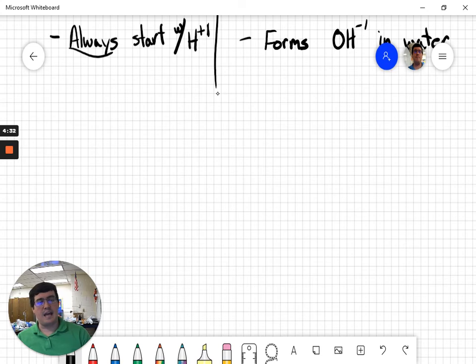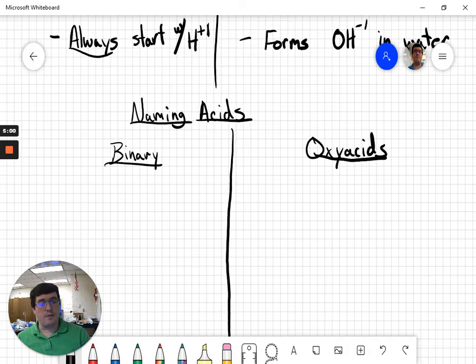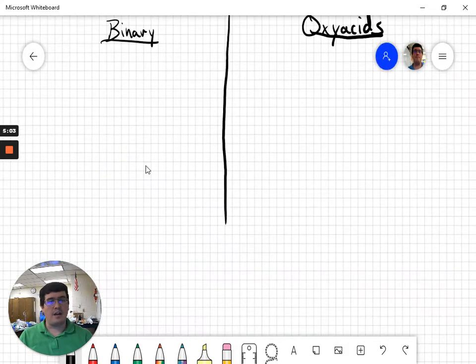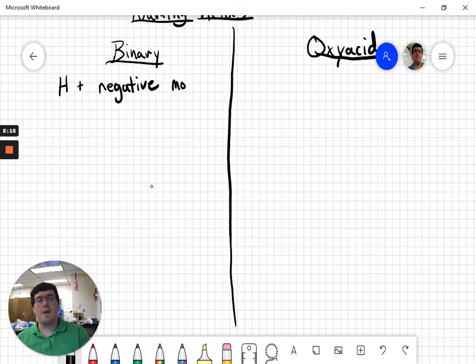So when talking about acids in particular, we're going to spend a lot of time this unit talking about acids. There are 2 types of acids, and we're going to talk about how to name both types. There are binary acids, and there are what we call oxyacids. And they are both named very different ways. A binary acid, binary means 2. So a binary acid has H plus some negative monatomic ion.